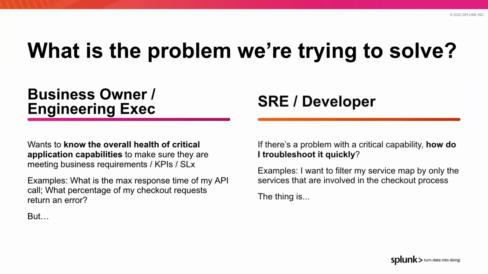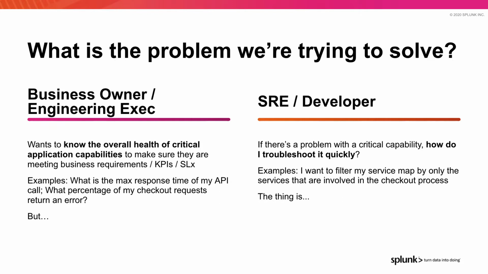The second set of folks who face this problem from a different angle are the SREs, or the developers. They want to understand if there is an issue with one of those important business KPIs, how do they troubleshoot it quickly? For instance, the SRE might want to know how to filter the service map only by the services involved in the checkout process, if the checkout is experiencing issues. And then they want to notify the right team and the right developers to troubleshoot it.